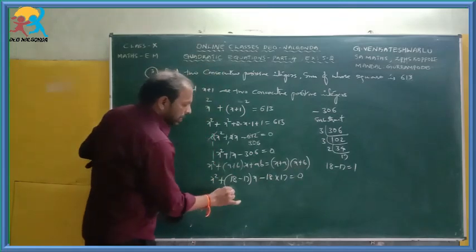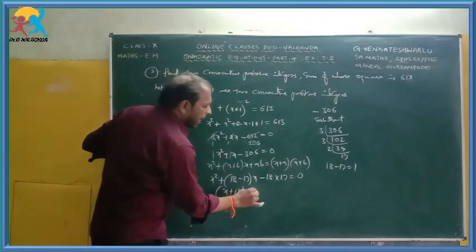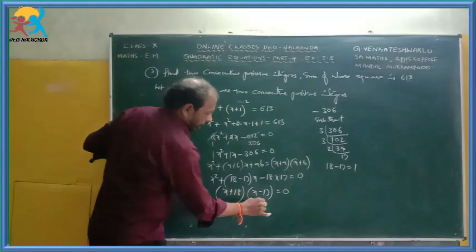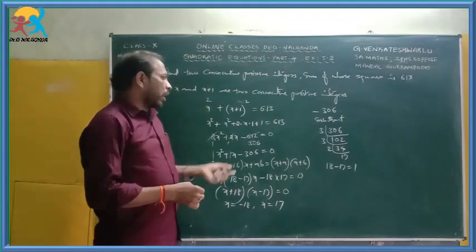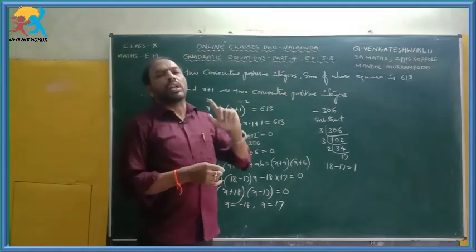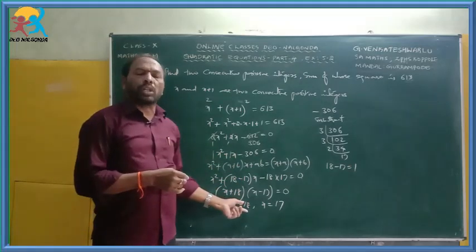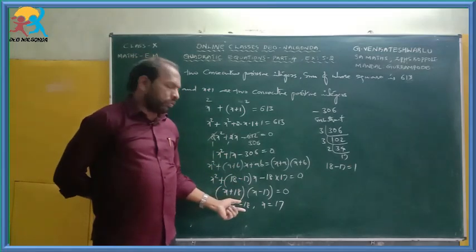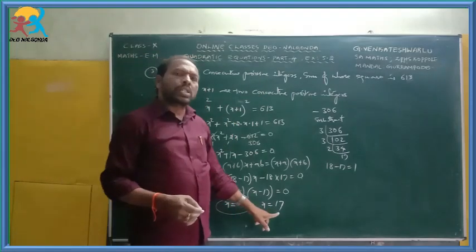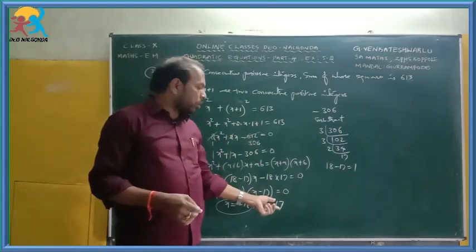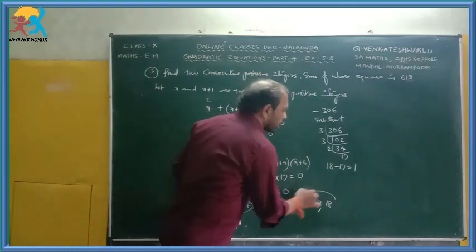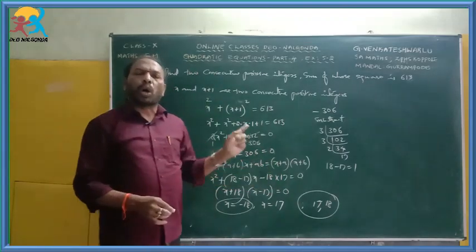The first factor is x plus 18 and the second factor is x minus 17. So x is equal to minus 18 or x is equal to 17. Look, Nana, we are discussing positive consecutive integers, but minus 18 is a negative term, which is not acceptable. So we need positive integers only. Therefore the first integer is 17 and its consecutive integer is 18. 17, 18 are the two consecutive positive integers.